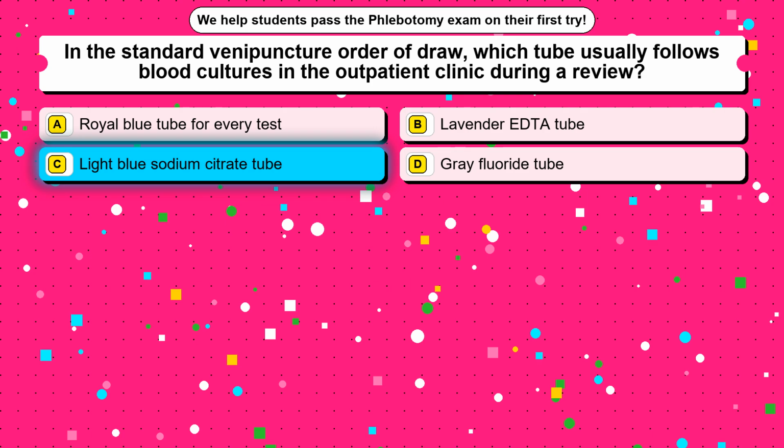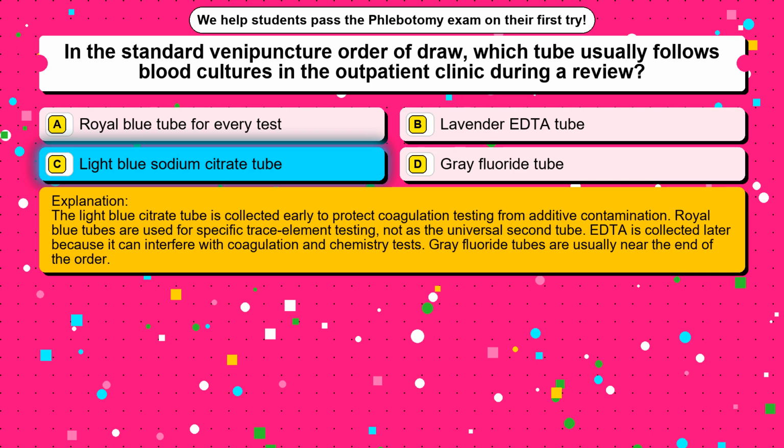Light blue sodium citrate tube. The light blue citrate tube is collected early to protect coagulation testing from additive contamination. Royal blue tubes are used for specific trace element testing, not as the universal second tube. EDTA is collected later because it can interfere with coagulation and chemistry tests. Gray fluoride tubes are usually near the end of the order.